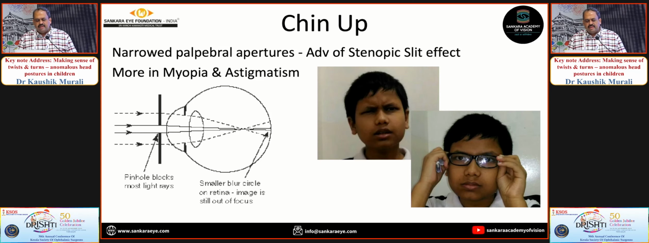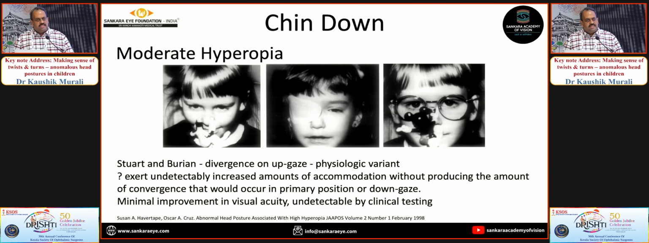A chin up again gives an advantage of a stenopic slit, and again you see it a lot more commonly in both myopia and astigmatism. Correcting glasses again helps you get that corrected very well. A chin down has been reported in moderate hyperopia because it is thought that there is some divergence that is physiologically there, and it increases the amount of accommodation without convergence that would be there when the child is looking in the primary gaze or in the down gaze. So that helps the child to over accommodate in a sense and cover up some part of the hyperopia that the child has. So again, any hyperopia in a child with the chin down position preferably should be corrected.